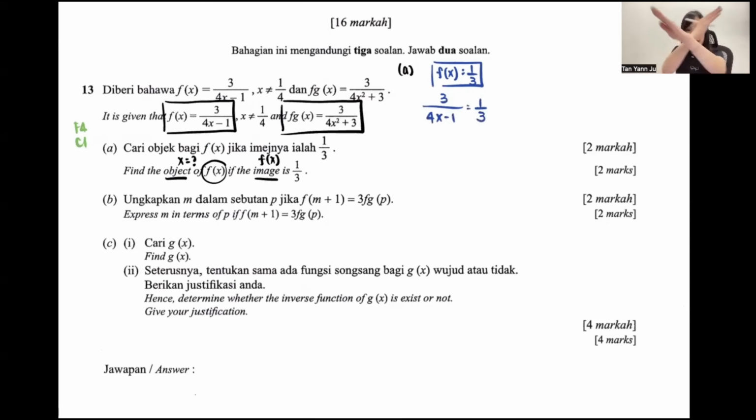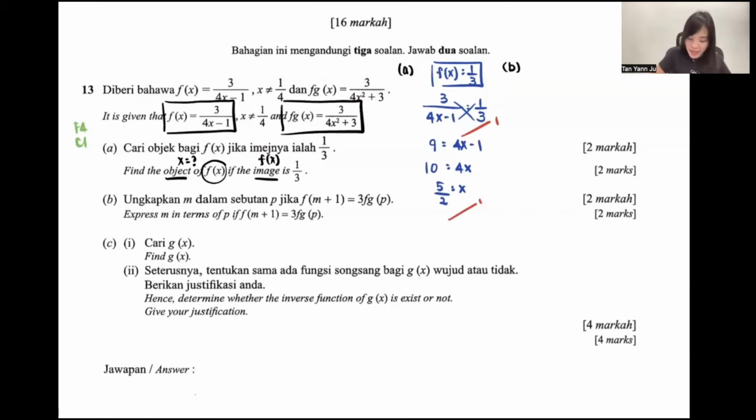Equivalent to 1 over 3. Let's do cross multiplication. 3 times 3 is 9. 4x minus 1. Minus 1, move it over, plus 1. Times 4, move it over, divide by 4. Got it. My x is 5 over 2. Done. So easy. Want to cry already, my dear. This is easy compared to others. So easy, my dear. So 2 marks here.